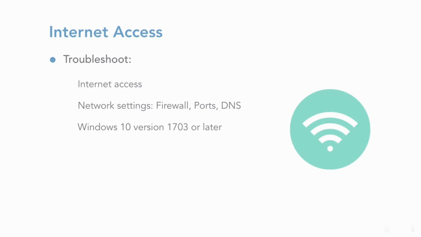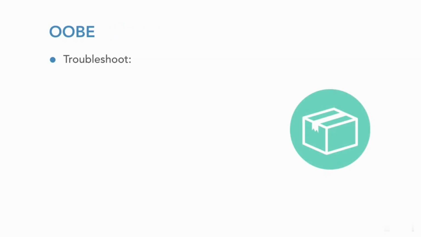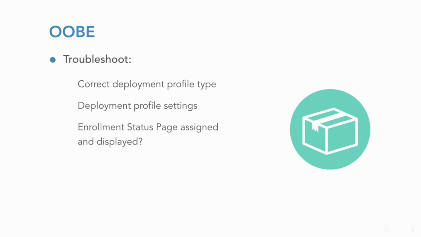The out-of-box experience draws upon the settings in the Windows Autopilot deployment profile. You should focus your troubleshooting on whether the device has received the correct deployment profile and that the assigned deployment profile settings are correct. For example, has administrator access been granted by accident? And finally, is the enrollment status page assigned and being displayed?